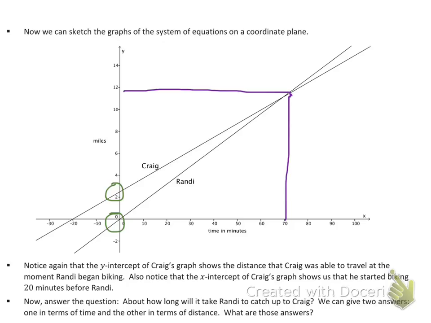If we draw a line straight down to the x-axis right here, we'll see that that's at about 70 minutes. And then over to the y-axis, I drew it a little wonky, but it would be at about 11 miles. So 11 miles into this bike trip is when they're going to meet up. And if they keep going at their constant rates, Randy's going to end up pulling out in front and Craig will then be behind. Okay?